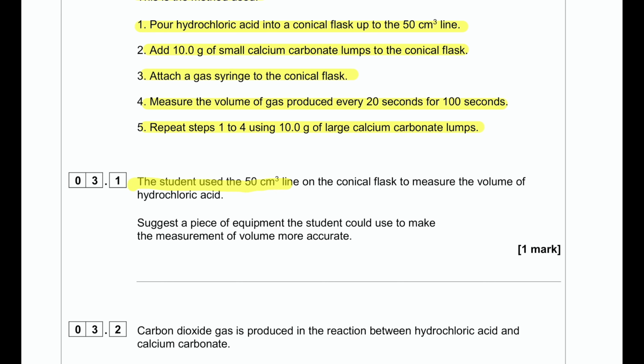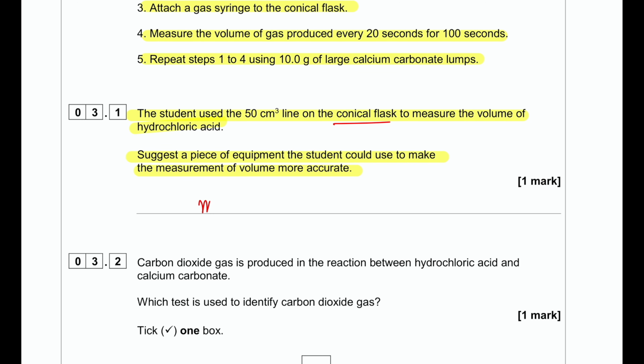The student used the 50 cm cube line on the conical flask to measure the volume of hydrochloric acid. Suggest a piece of equipment that the student could use to make the measurement of the volume more accurate. You see, the markings on conical flasks are not accurate at all. So definitely the student can benefit from using a measuring cylinder.